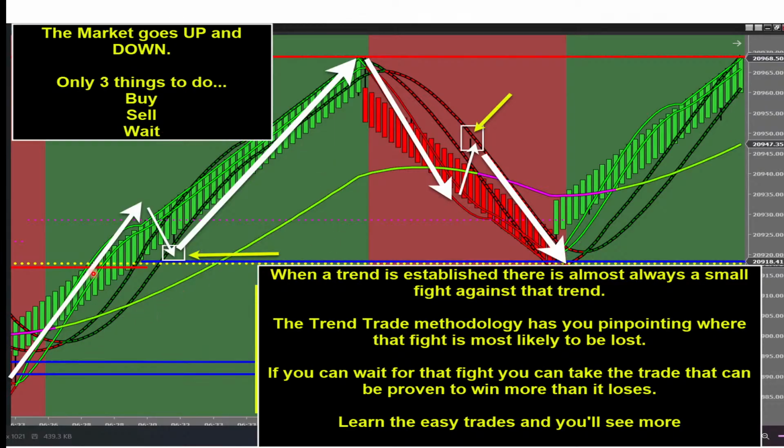When a trend is established in the market, there's almost always a little fight, and that's what the thin little arrow is. What we're going to do is take the trend trade methodology, 3 rules, 2 charts, and pinpoint right where that fight is most likely to be lost. That is, you're likely to continue with the trend. This spot will be your entry for the trend trade. And if you can wait for that fight, guys, you can take a trade that's been proven to win more than it loses.